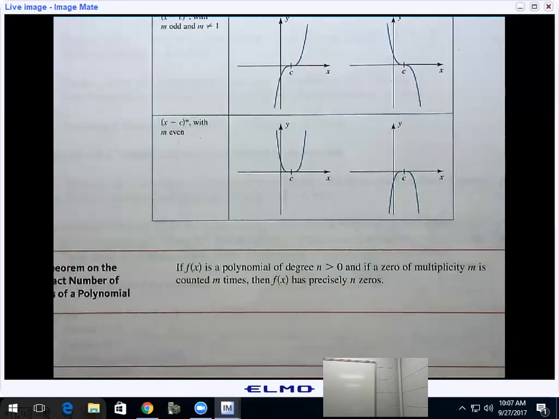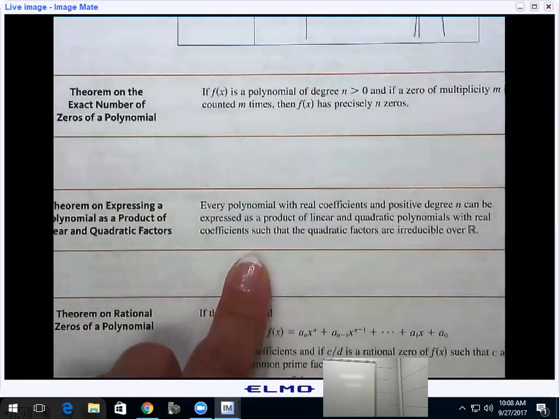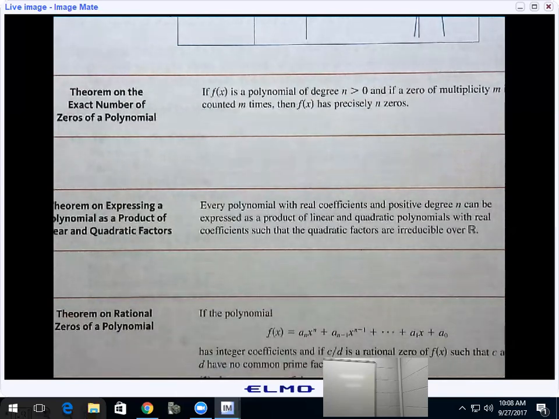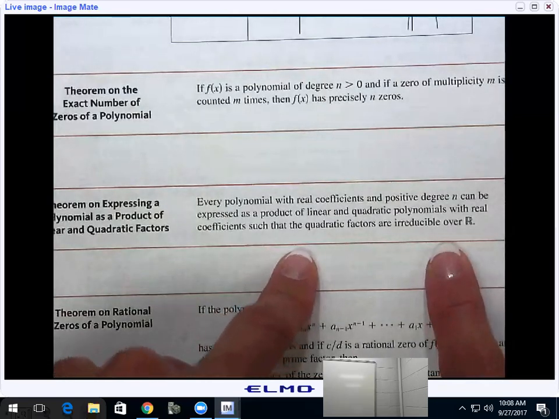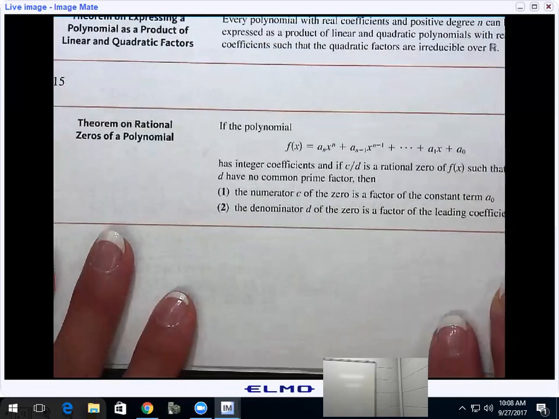So if you count the real zeros, the imaginary zeros, and anything that has more than one multiplicity, you count those multiplicities separately, then an nth degree polynomial will have n zeros. And this theorem says any polynomial function can be factored into linear and quadratic factors. I could give you a 10th degree polynomial, and this theorem tells me that it could be factored into linear times quadratic factors. It just doesn't tell me how. This tells me it's possible, but it doesn't tell me how. Here comes the how right here.